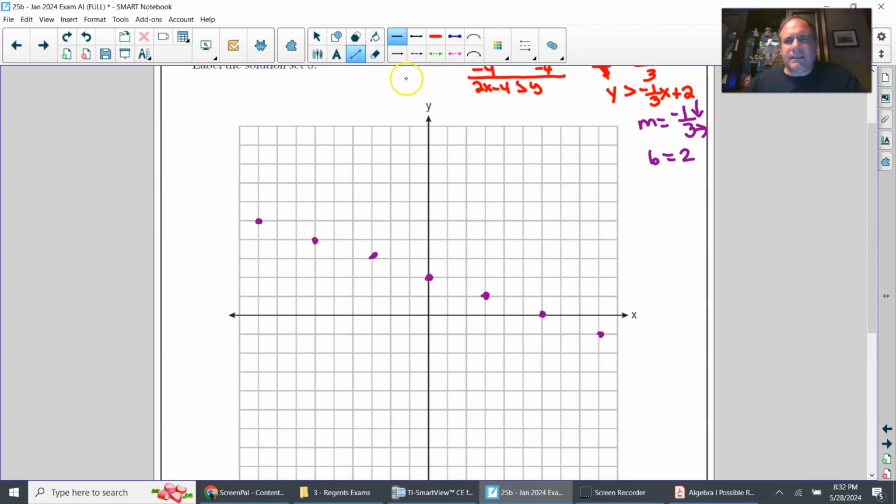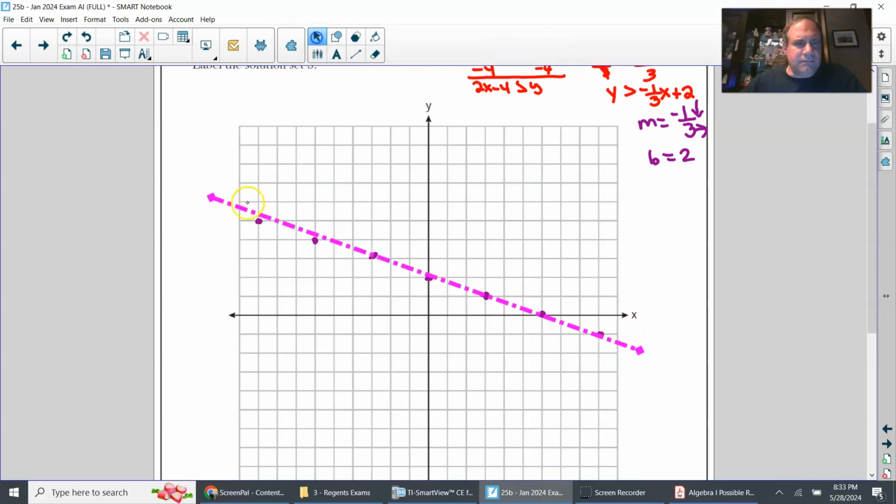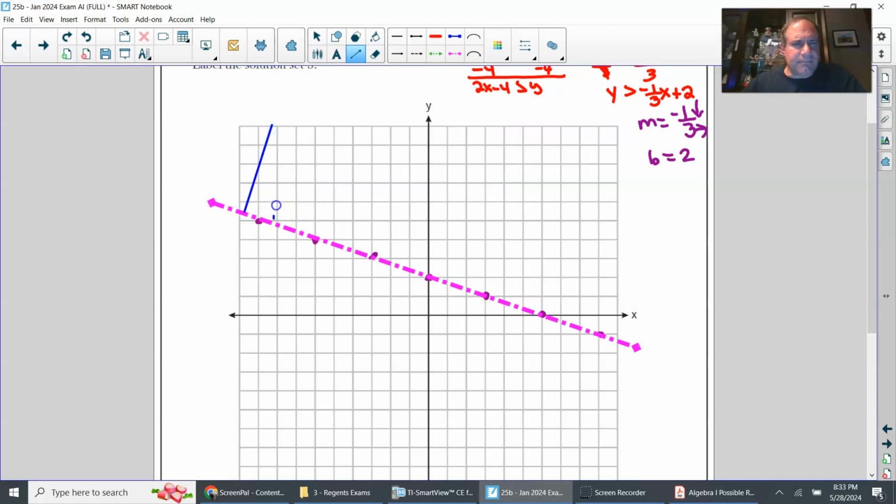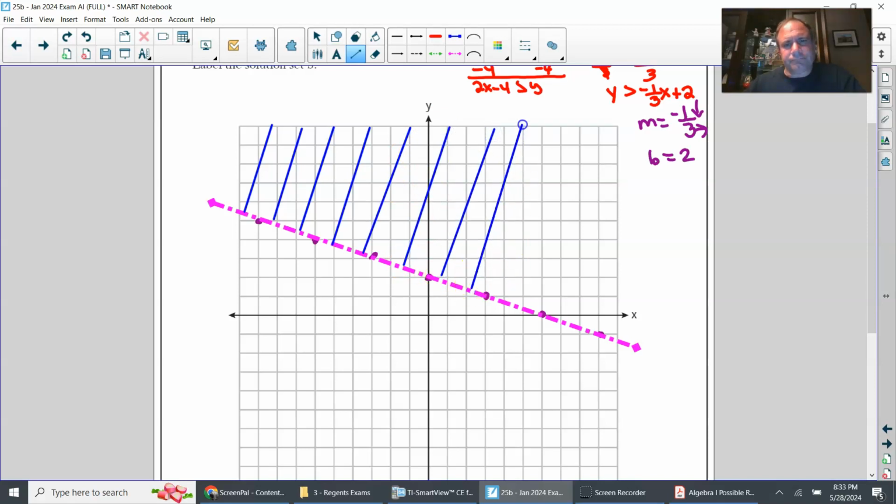And then this is a greater than symbol. So that means we make a dotted line. Dotted for greater than or less than, and then shading above because it's greater than. So I'm going to shade that above, just like that. The next line I already solved.